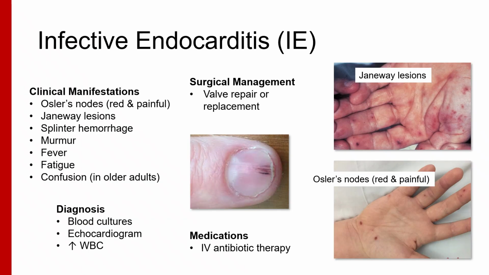So signs and symptoms of infective endocarditis. Osler's nodes, which are red and painful, Janeway lesions, splinter hemorrhage, murmur, fever, fatigue, and confusion, especially in older adults. Diagnosis, they're going to get blood cultures, an echocardiogram, and our labs will show increased WBC. So depending on how bad the damage is, they may require a valve repair or replacement, and then they are definitely going to be on IV antibiotics because we're talking about an infection in the heart, which is pretty severe.